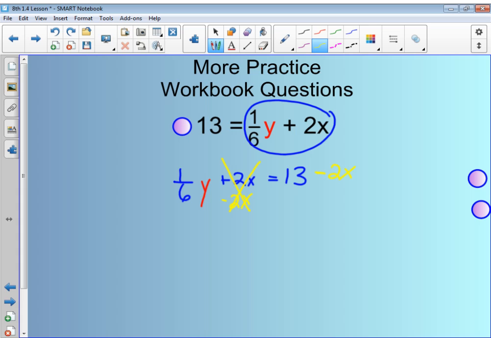Okay, so this is what I've got, 1/6 y equals 13 minus 2x. Oh my goodness, I've got all sorts of colors going on here. Trying to make this as easy as possible so it doesn't look so confusing. Okay, so now here's where it's tricky, you guys. With that 1/6, you have to think back to fractions. When we divide by a fraction, because we're going to have to divide by 1/6, we're going to keep, we're going to change, we're going to flip.